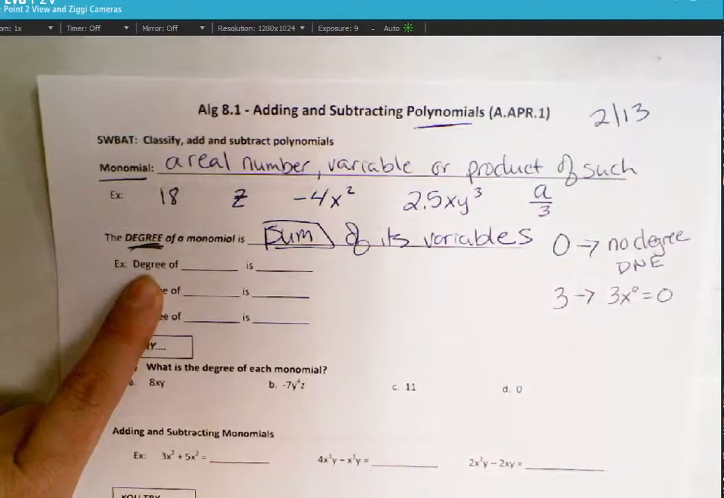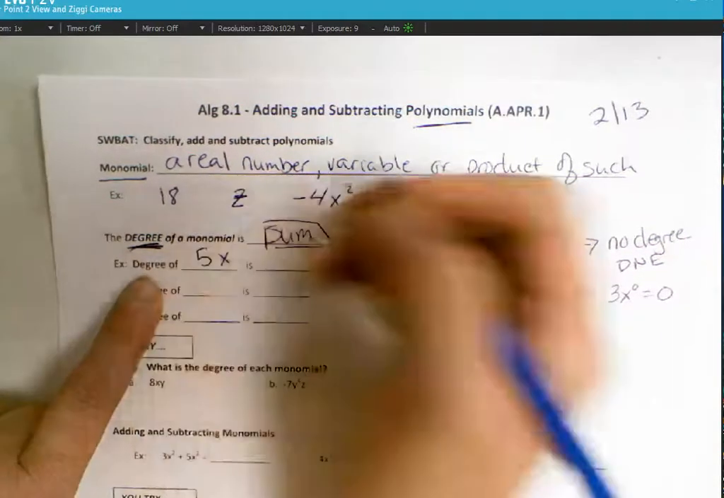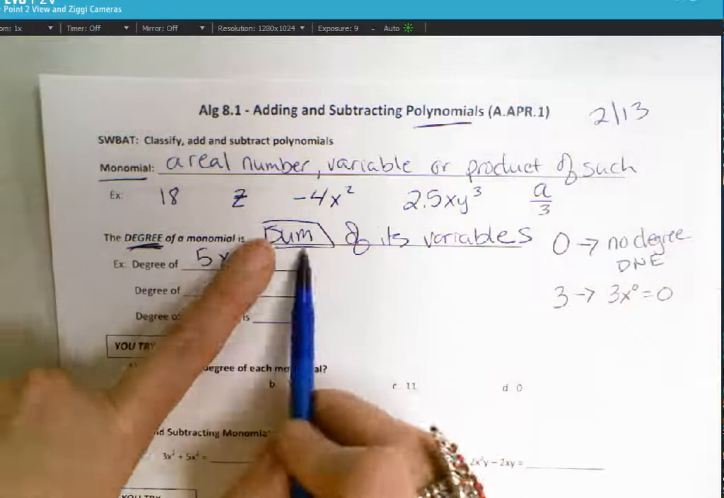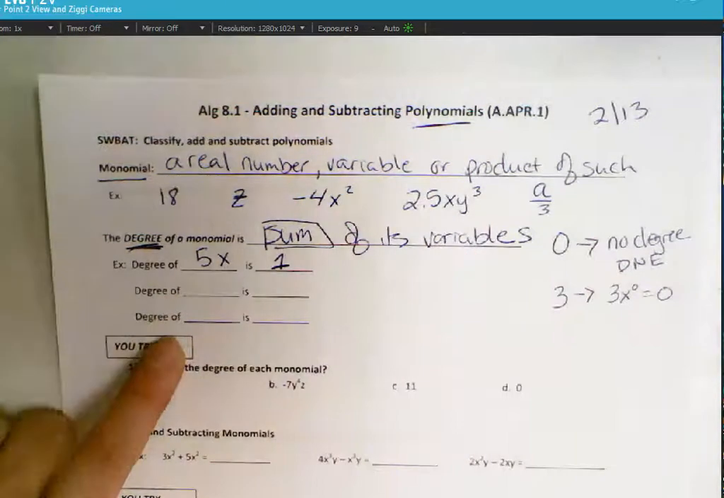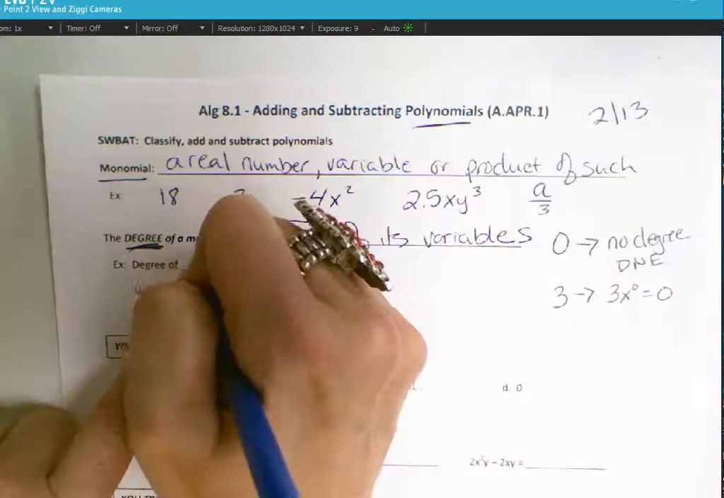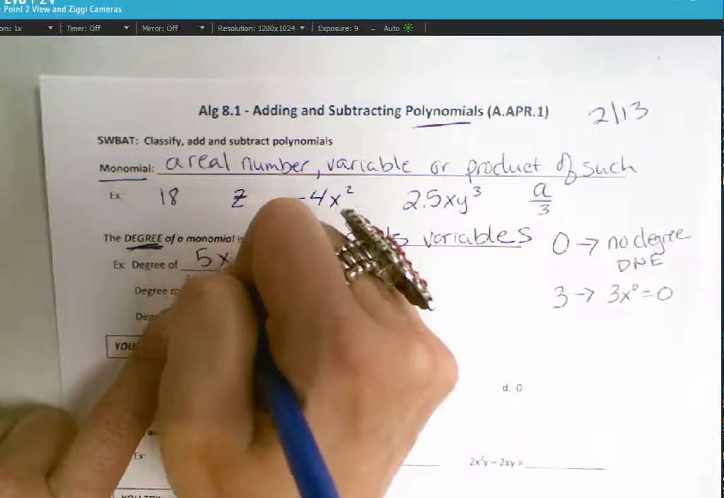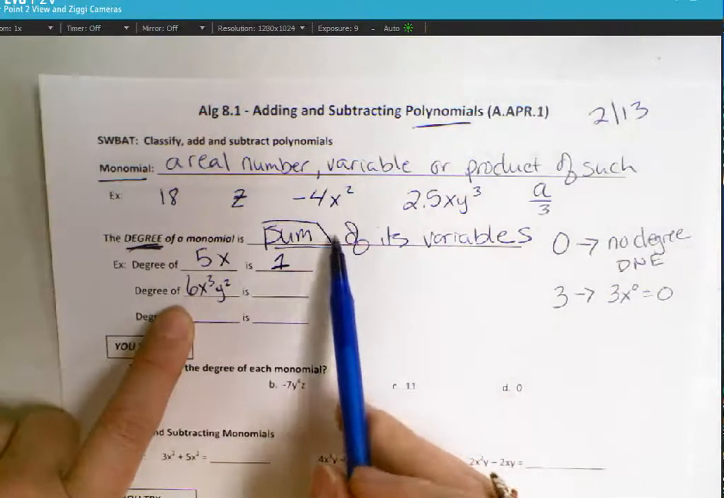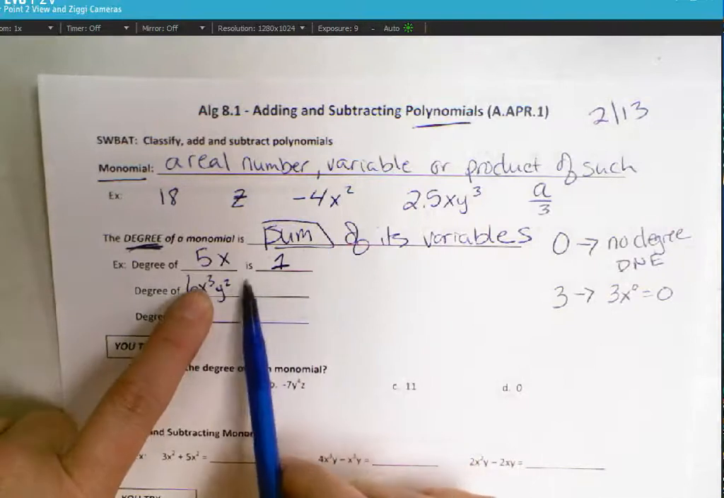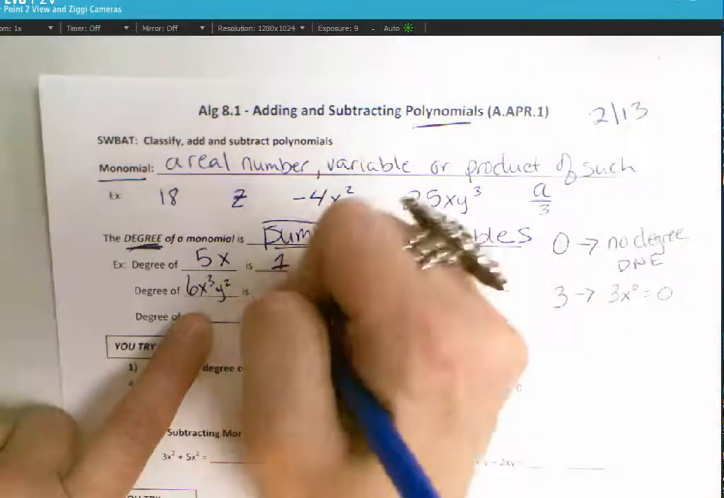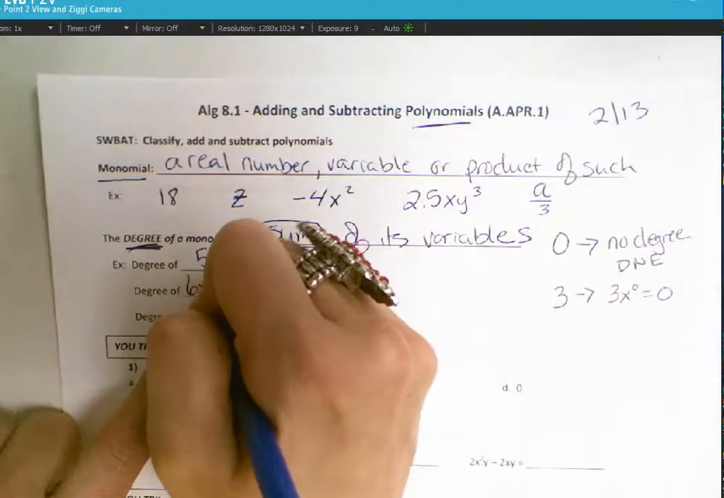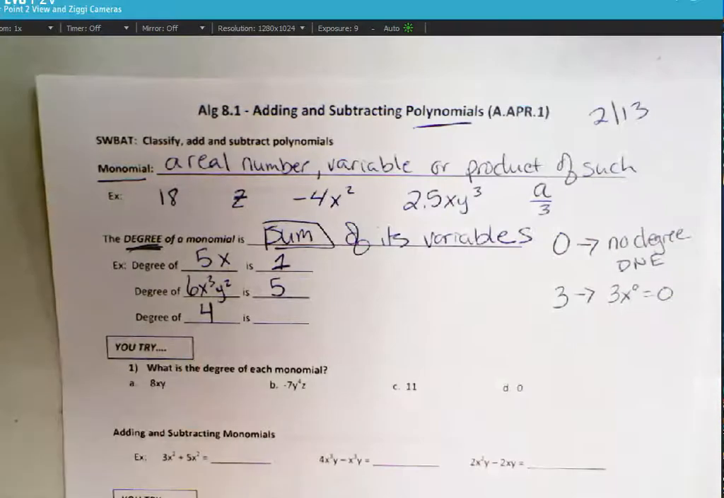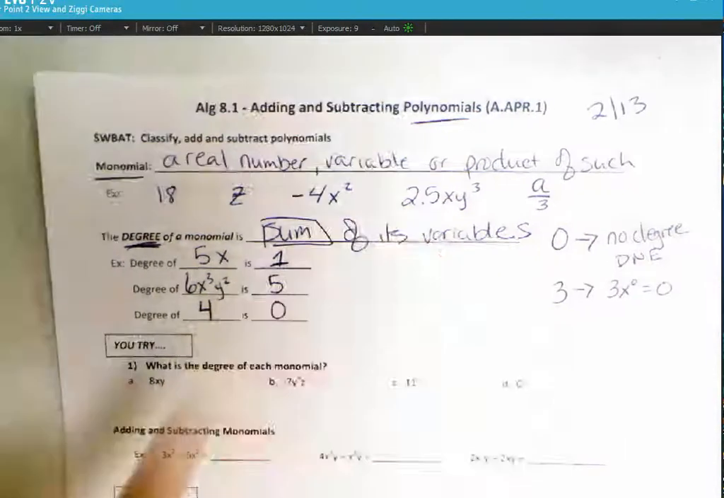So let's do some examples. The degree of 5x is the sum of its variables. I only have one variable, and its degree is 1. What about the degree of 6x to the third y squared? It's the sum of the exponents added up, so this would be degree 5. And like we said, if it's just a monomial that is a real number constant, it is degree 0.